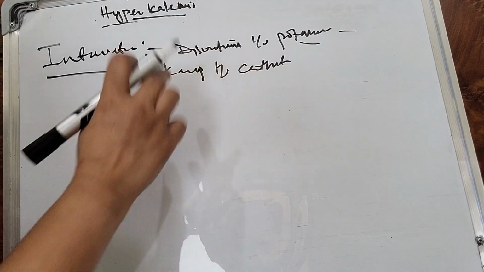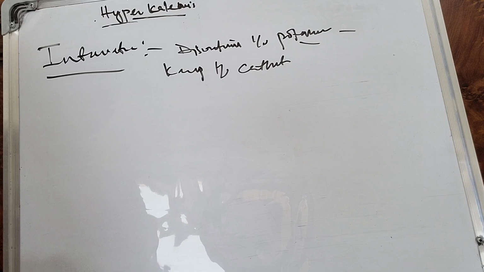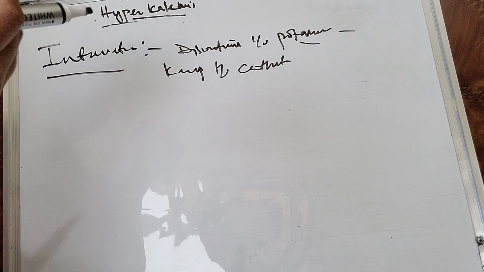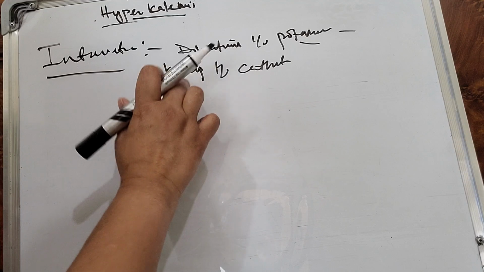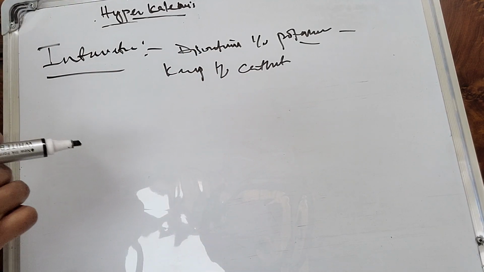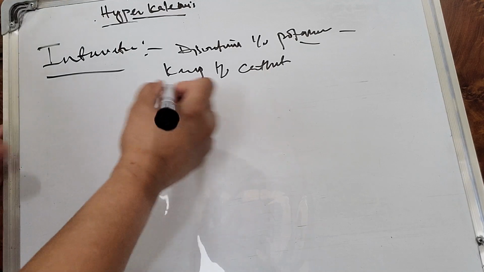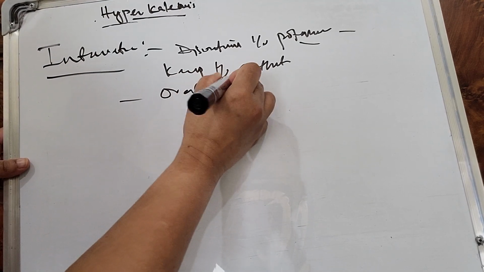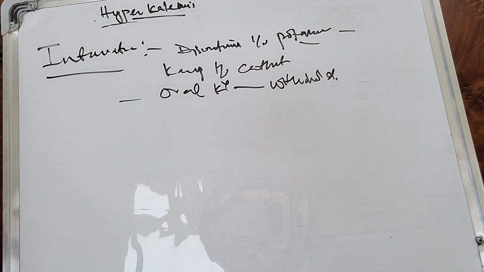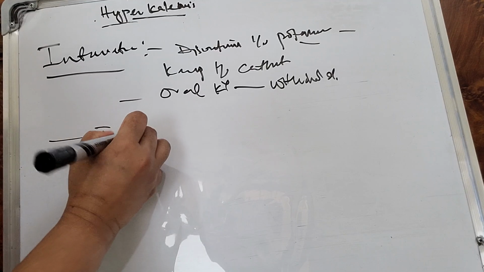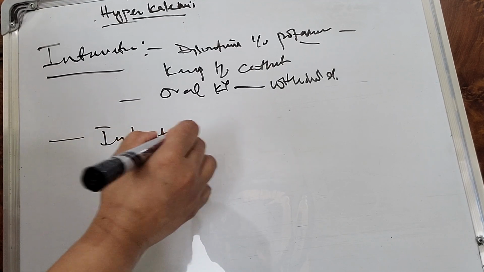Keep the IV catheter patent. Why? Because once patients are receiving potassium, as I told you yesterday, they have the risk of phlebitis, so we have to closely observe the patient's IV line and central line. Keep the IV catheter patent and withhold oral potassium also. If the patient is taking oral potassium, we will withhold it. Very important. Then initiate a potassium restricted diet.